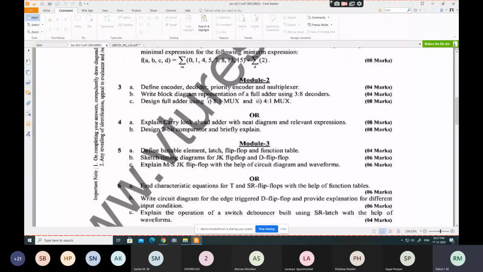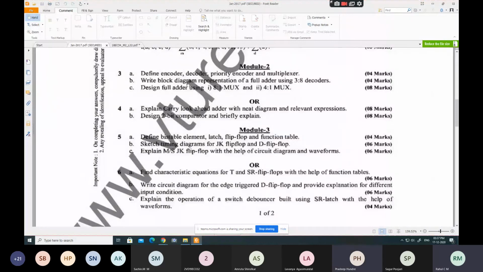Next question, what is the block diagram? Right, the block diagram is a representation of a full adder using a 3:8 decoder.